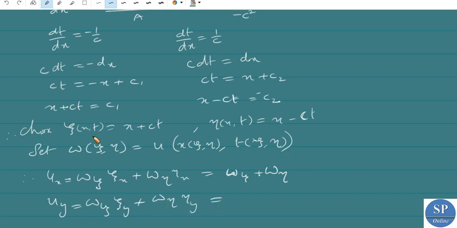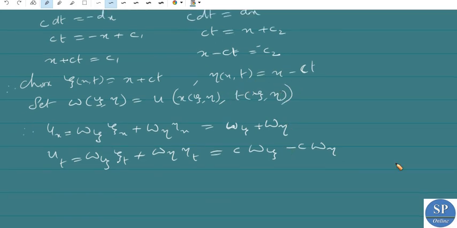And we need u_t, equal to w_zeta zeta_t plus w_eta eta_t. From this zeta_t is equal to c and eta_t equal to minus c. So replacing that we get c into w_zeta minus c into w_eta, because eta_t is nothing but minus c.